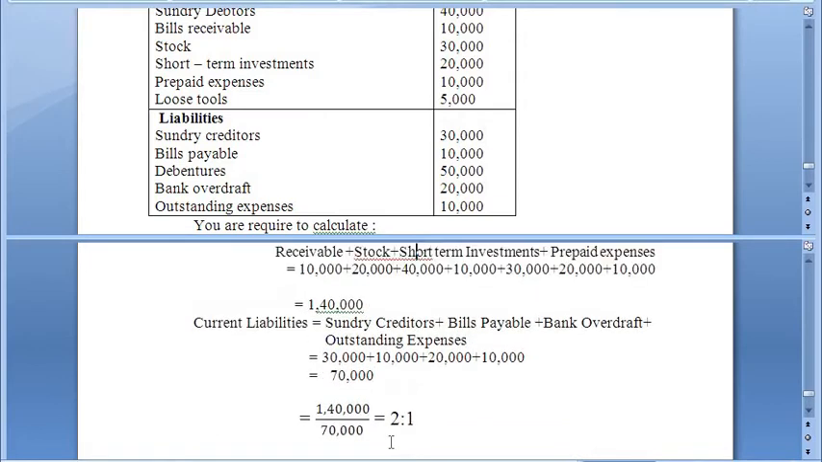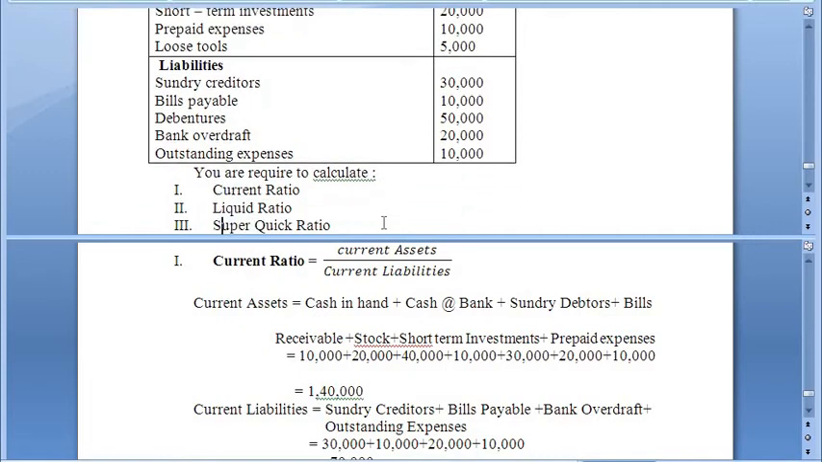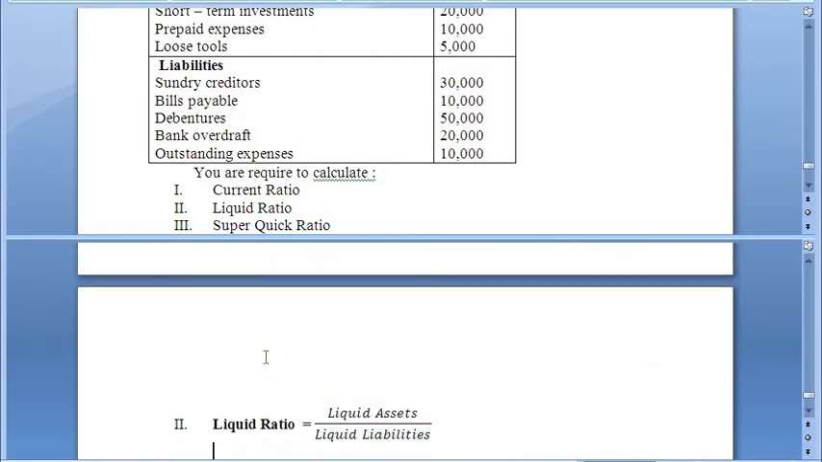So this is the current ratio. After current ratio, which one do we have to calculate? Check in the question. First one was current ratio, second one is liquid ratio. So right here, liquid ratio.